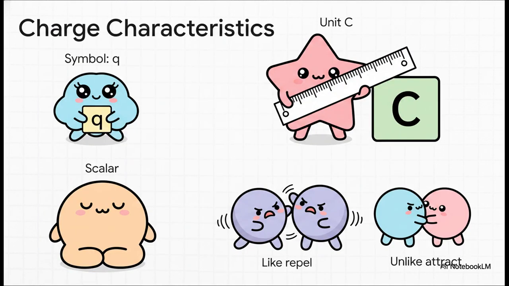All right, here are your rapid-fire exam facts, the stuff you need to memorize right now. Charge is universally represented by the symbol Q. Its SI unit, the coulomb. Now remember, it's a scalar quantity, meaning it's got magnitude but absolutely no direction. We've got two types, positive and negative. And of course, the golden rule of electrostatics, right? Like charges repel each other, while unlike charges attract.